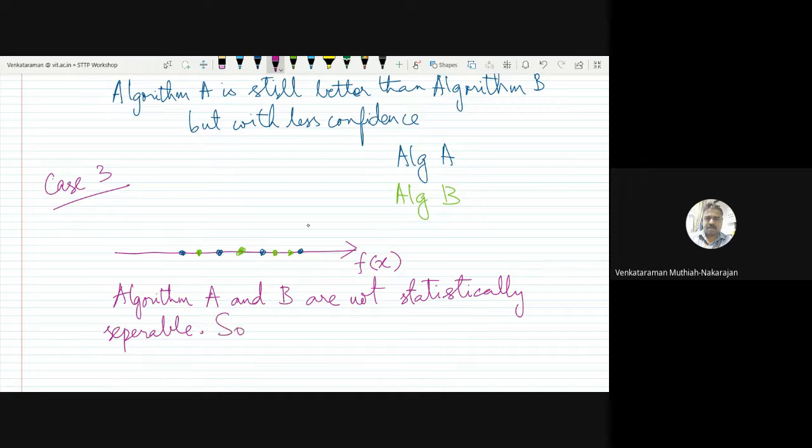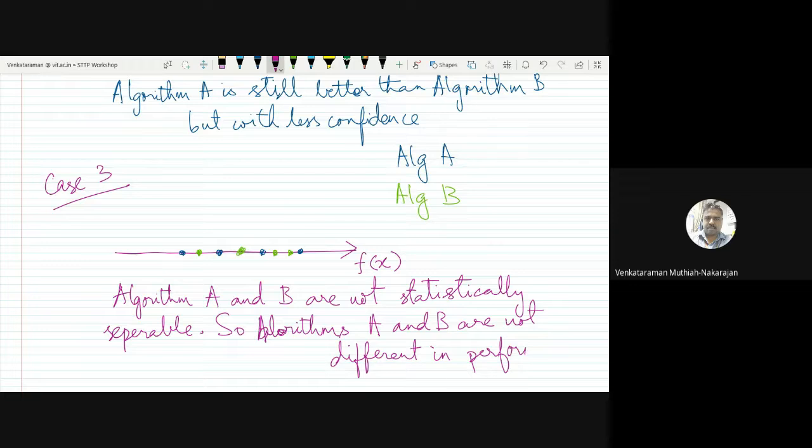So algorithm A and B are not different in performance. This is how you conclude that algorithms A and B, whether one does a good job or a bad job compared with other algorithms.